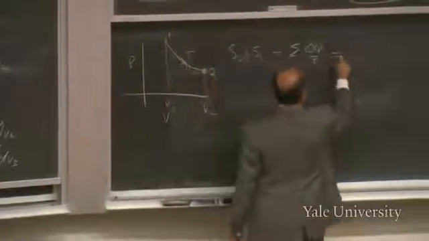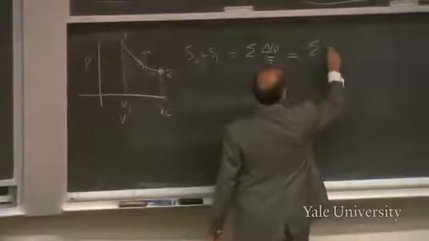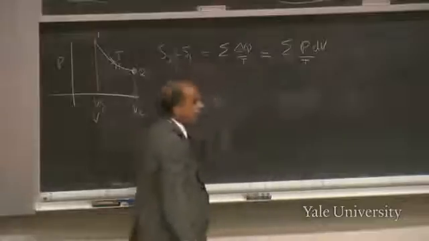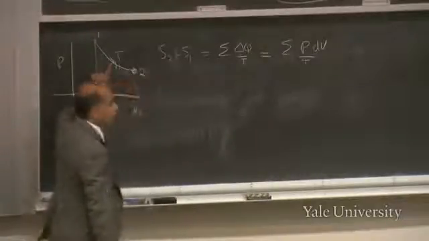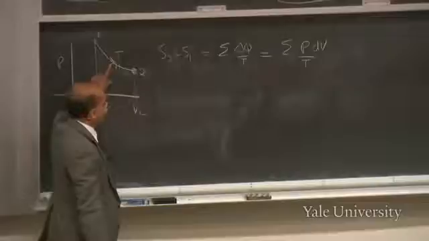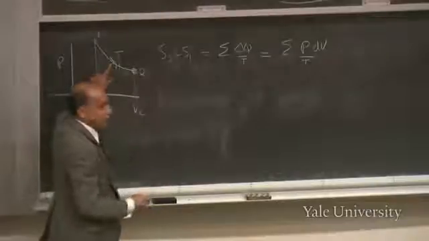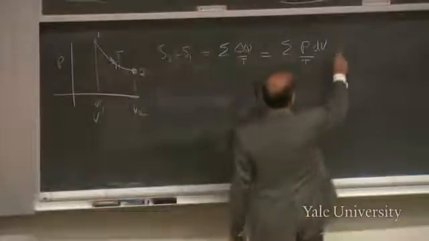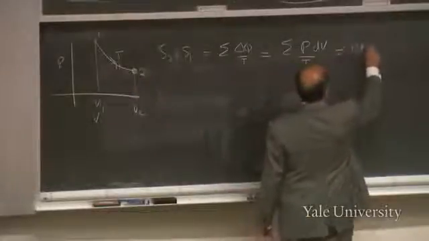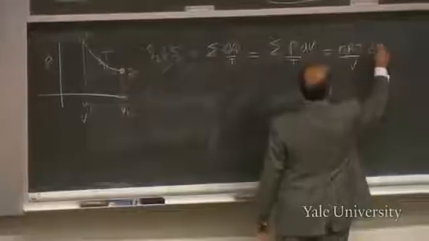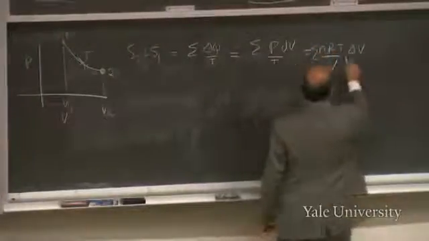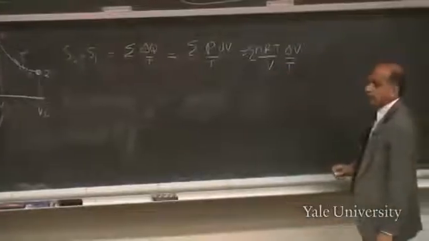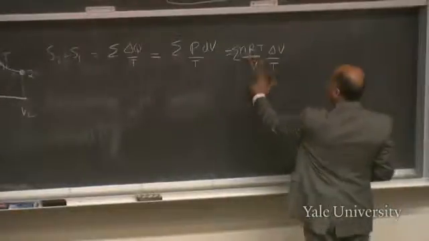But remember, this is also the same as P delta V over T. Why? Because on an isothermal, dU is 0. I've repeated it many times, but you've got to know this. Delta Q is P delta V. But P over T is nR over V, times delta V. You also want to divide it by a T. You understand? P over T is nR over V.